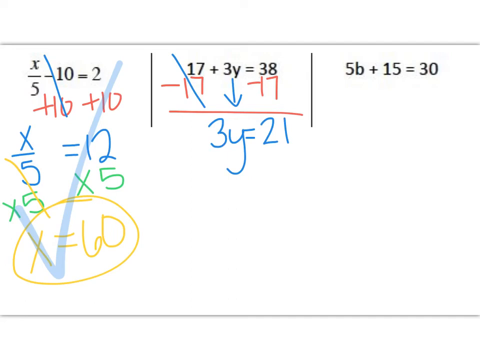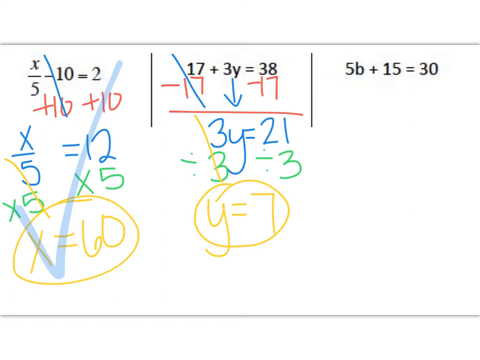Now I notice that 3 is being multiplied by y, so to undo that, I want to divide by 3 on both sides. So, what is being canceled? 3 multiplied and divided is canceled. Bring down the y. 21 divided by 3 equals 7. So my answer is y equals 7.